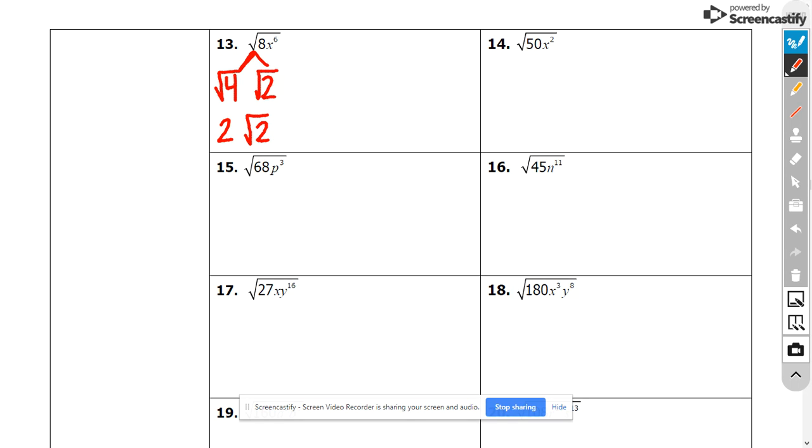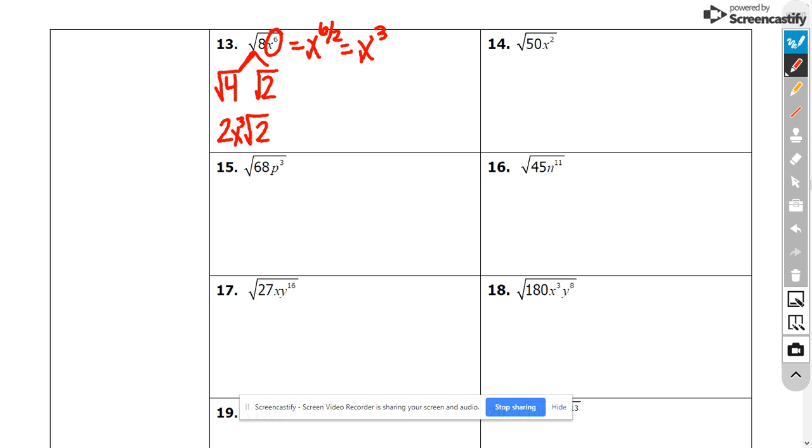Okay? Now let's worry about our x to the 6. Well, I have x, 6 divided by 2 gives me x3. Now, is my x3 under the radical? No. So it's going to go right here in between my 2 and my radical 2. Okay. Remember, if you have a leftover, it would have gone under the radical with the 2.